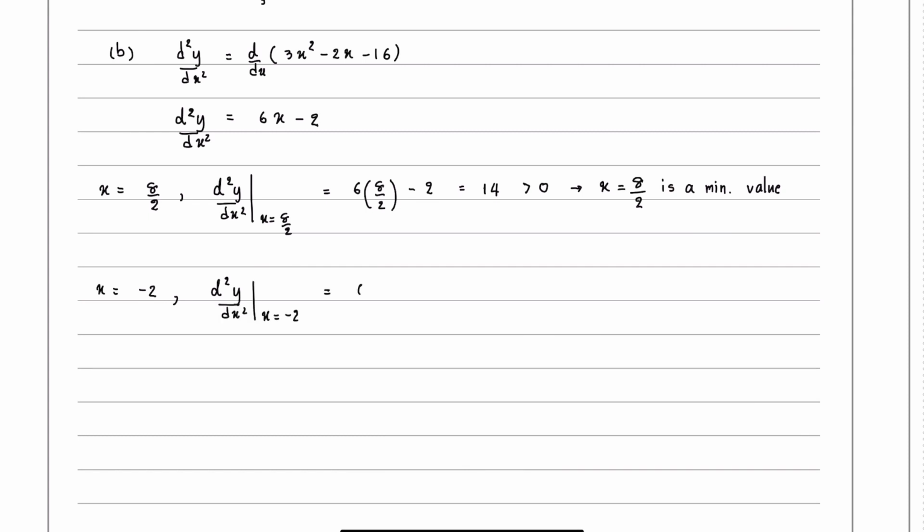So this one will be 6 times -2 minus 2, which is -14, which is less than 0. So that means x equals -2 is a maximum value.